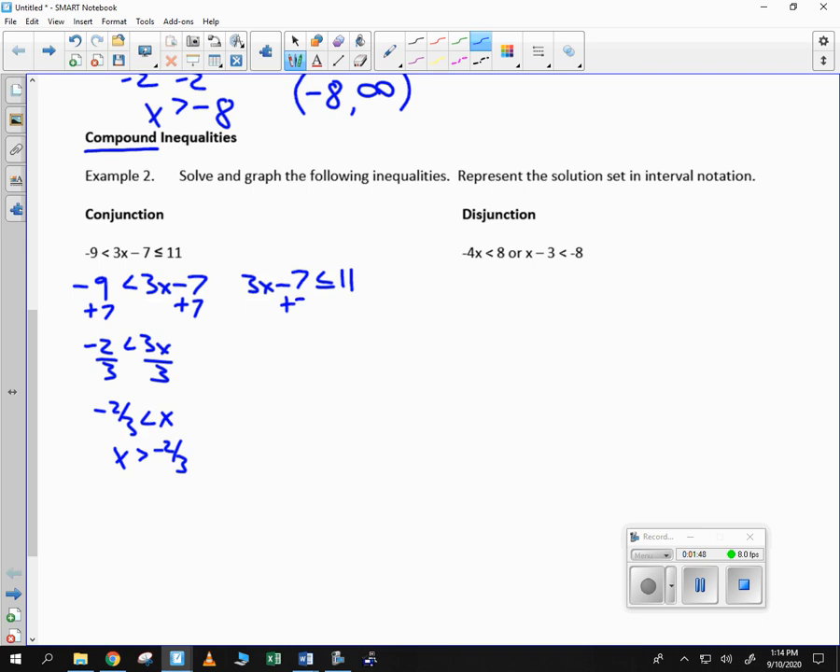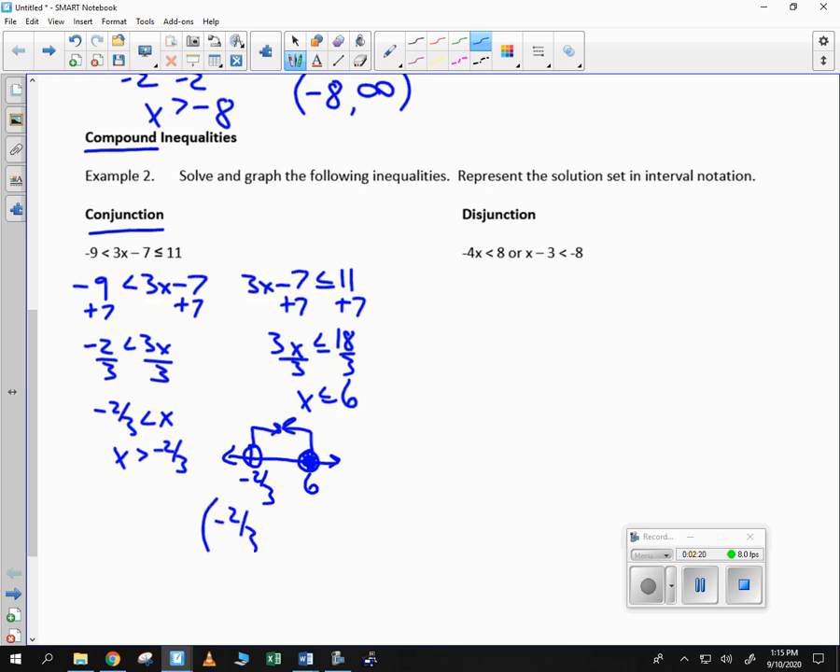The next one, we add 7 to both sides. You see that 3x is less than or equal to 18. We divide by 3, x is less than or equal to 6. So in this situation, as you graph your solution set, you plot 6 and negative 2/3. Negative 2/3 open circle, arrow to the right. 6 closed circle, arrow to the left. You can see they come together. That makes it a conjunction. And the interval would be negative 2/3 with a parenthesis, and then 6 with a bracket.